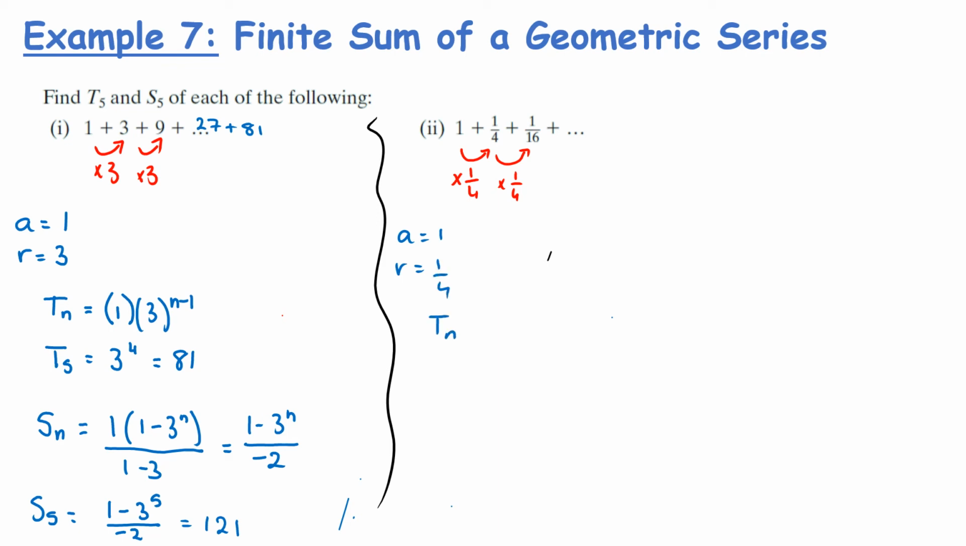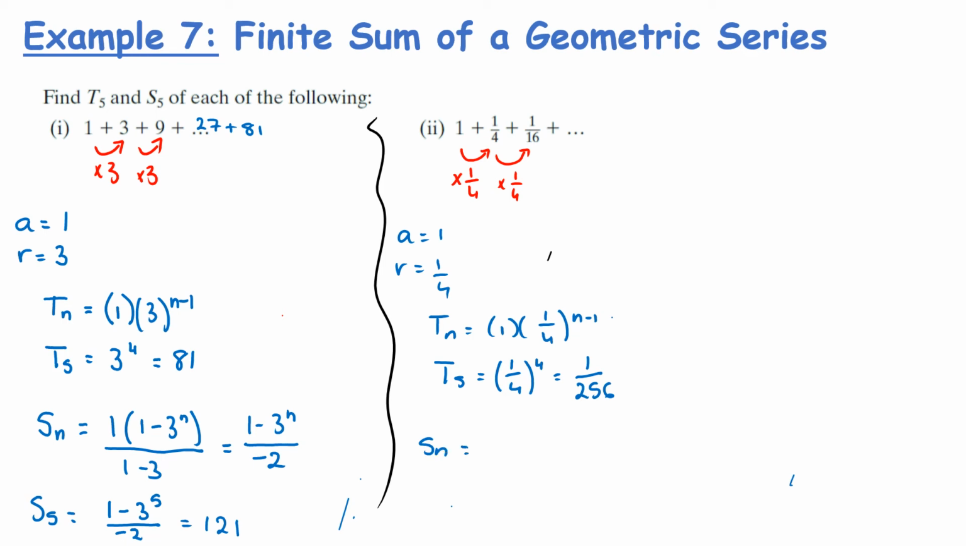So Tn is going to be 1 times a quarter to the power of n minus 1. So T5 is going to be just, the 1 doesn't matter, so a quarter to the power of 5 minus 1, which is 4. And that gives us 1 over 256.